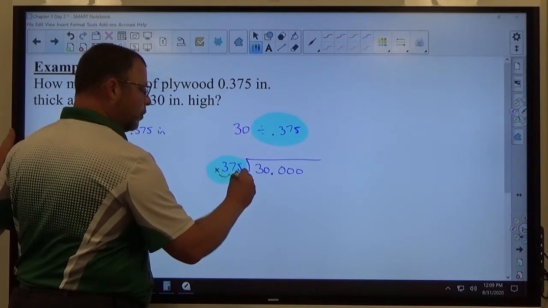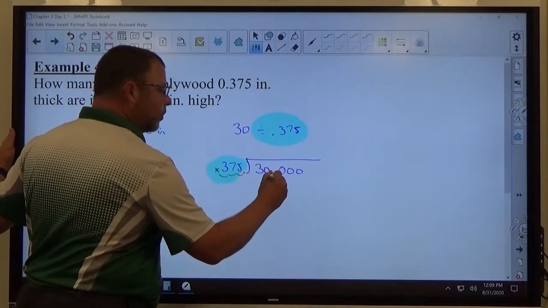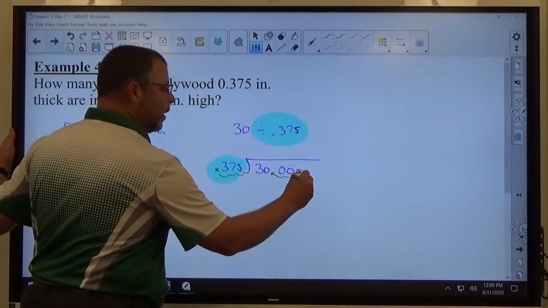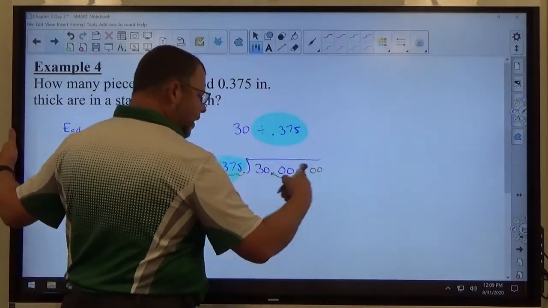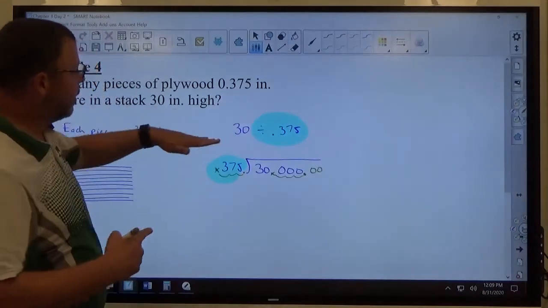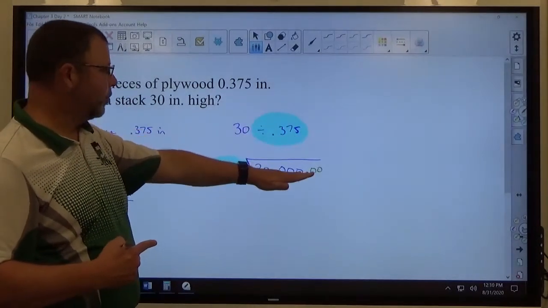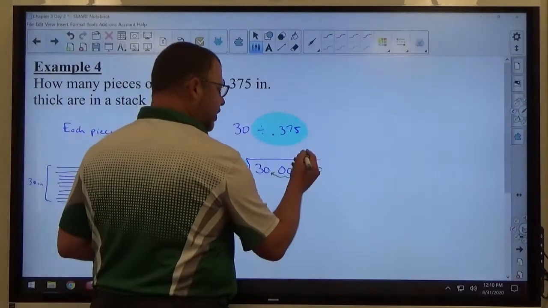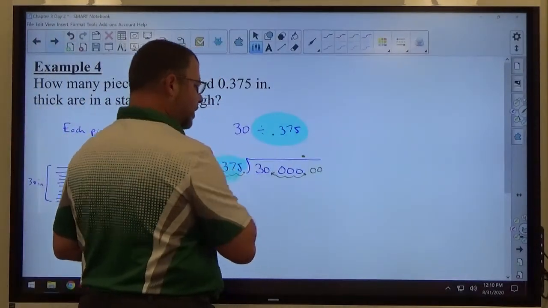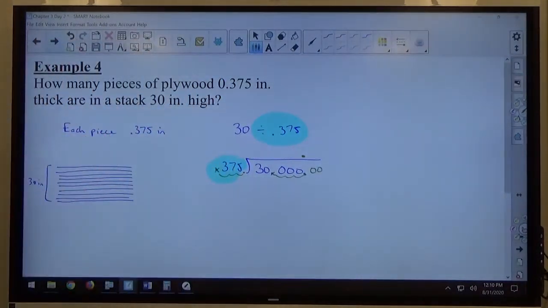1, 2, 3 movements, right? So I need to move this 3 over also. 1, 2, 3 right there. And I can put some more zeros back here if I want to. So what I'm really doing, instead of 30 divided by 0.375, I'm doing 30,000 divided by 375. Then I just slide the decimal point up on the quotient bar right there, and I start dividing.